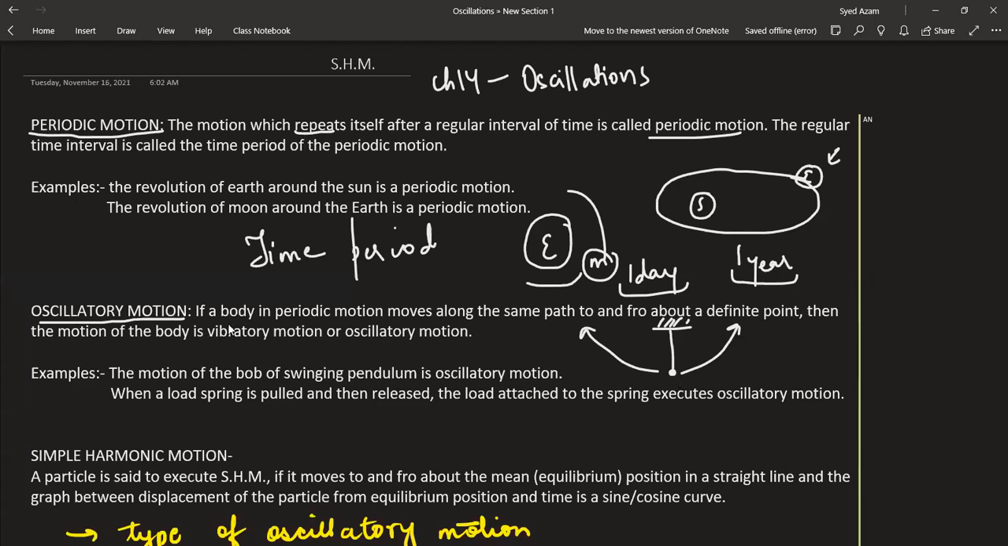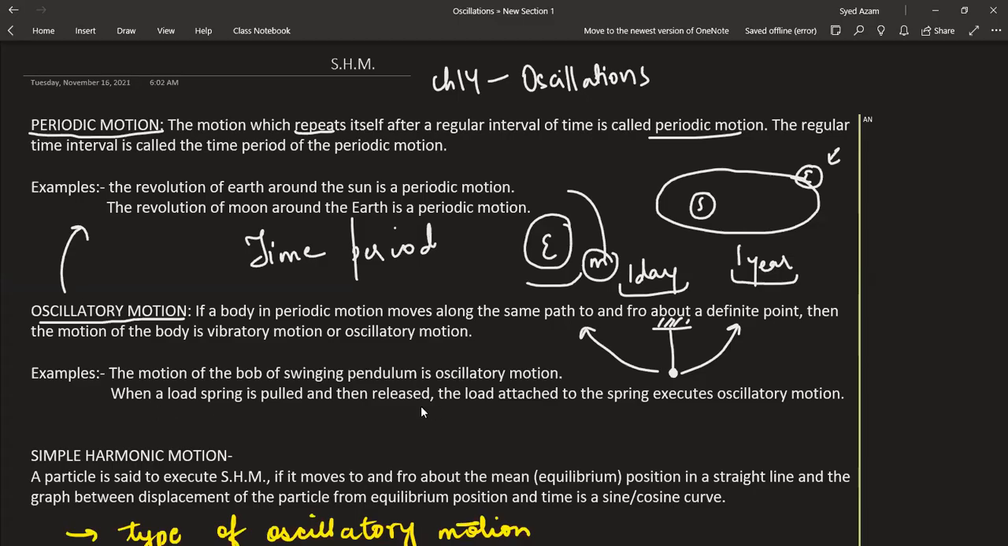So what is oscillatory motion? If a body in periodic motion moves along the same path to and fro about a definite point, then the motion of the body is a vibratory or oscillatory motion. Like the motion of the bob of a swinging pendulum. This is the bob, this is the thread. It is oscillating, coming back and forth.